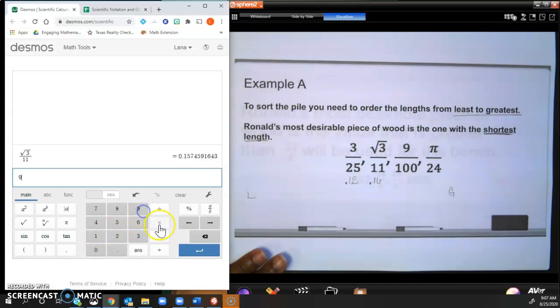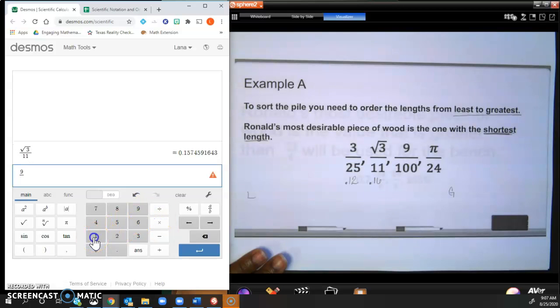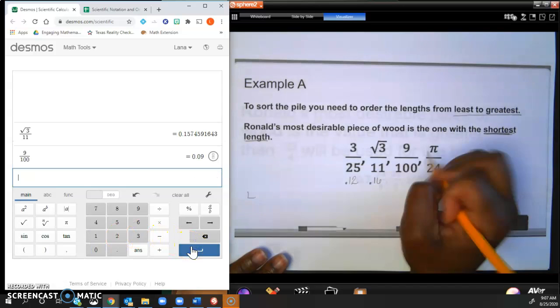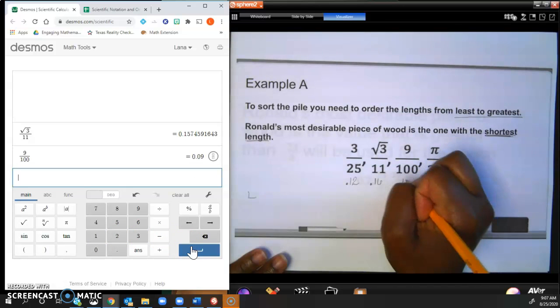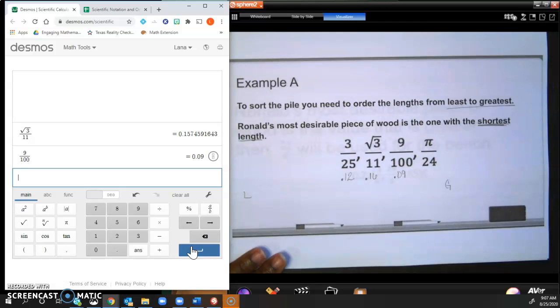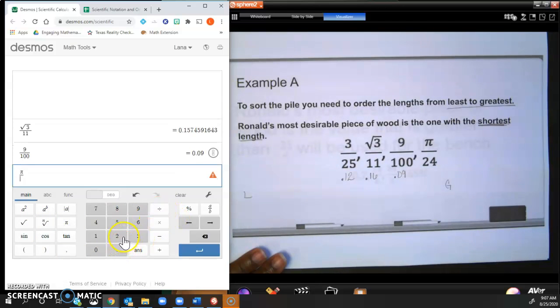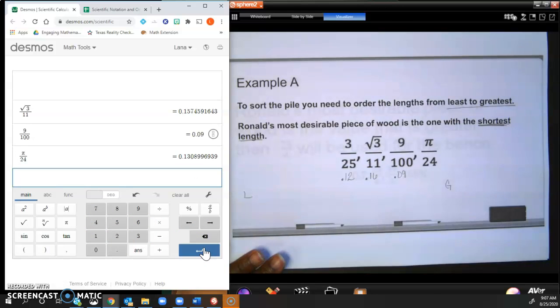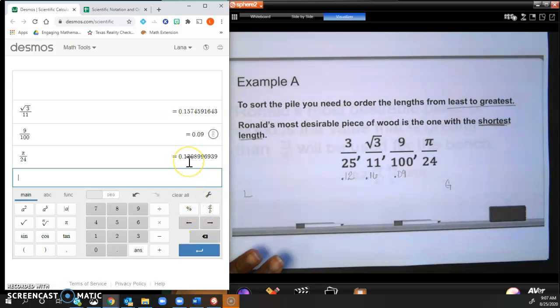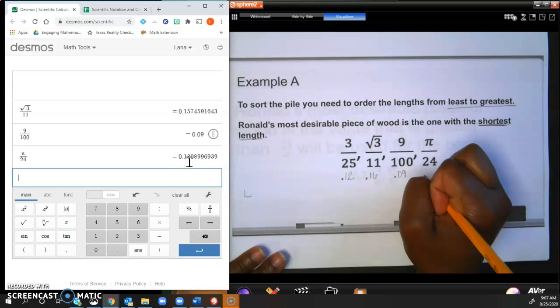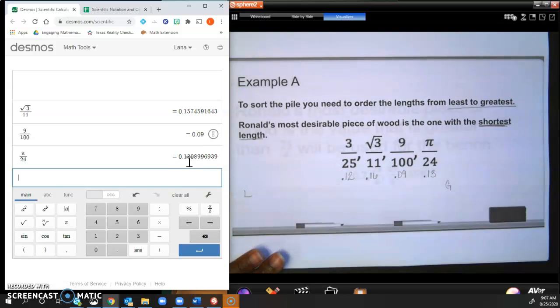Then we should all know what 9 divided by 100 is. But I'm going to show you how to do it on the calculator. Have 0.09. And then next you have pi divided by 24. And as I stated before, I'm going to round to the nearest hundredths place. So I have 0.13. All right.